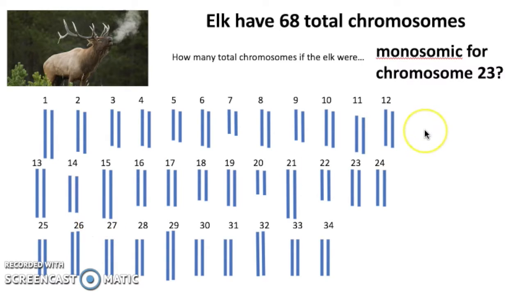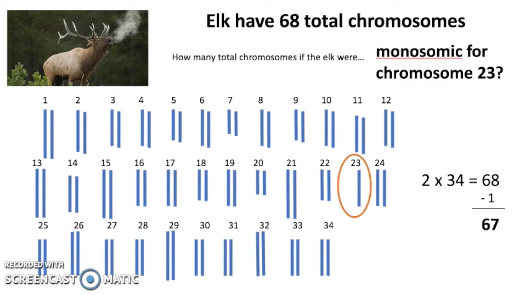Part D asks if the elk is monosomic for chromosome 23. That means that over here, number 23 loses one of the chromosomes, so instead of being disomic, it is now monosomic. Same thing where we take 2 times 34 since the elk is a diploid organism, and then we're going to subtract 1 from that total amount because of the monosomic 23. And we'll have a total of 67 chromosomes in the elk.